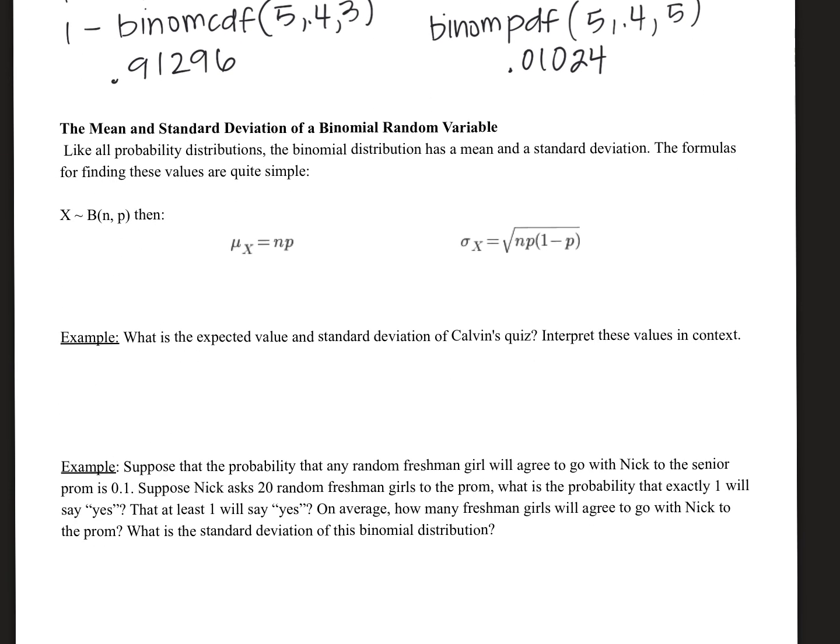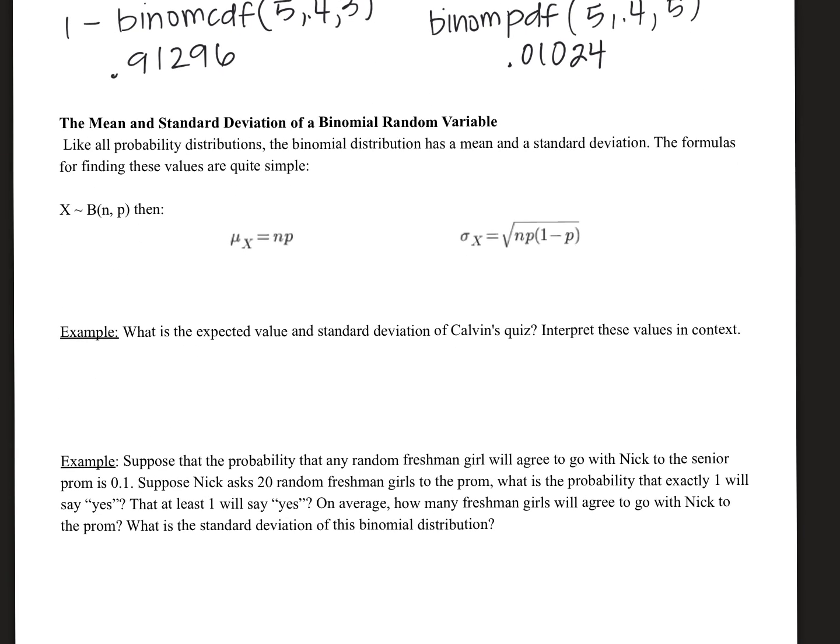We can also find mean and standard deviations for a binomial random variable. So just like we could do it for discrete, we can also do it for binomials. Because they have numeric answers, they have a mean and a standard deviation. The formulas are a lot nicer than the formulas we've been doing. The mean for a binomial distribution is just n times p, so number of trials times the probability. The standard deviation is the square root of np times 1 minus p.